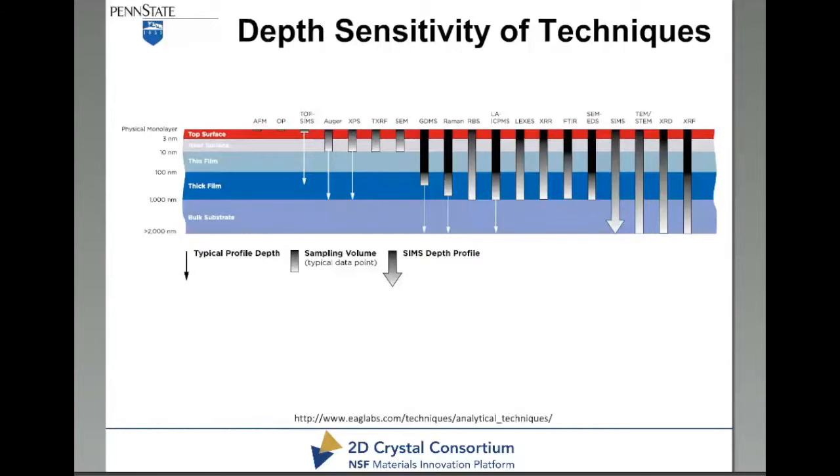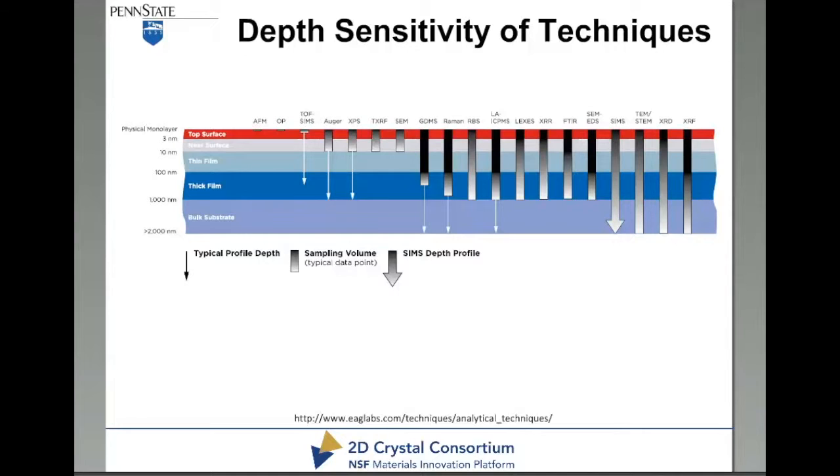So the next slide kind of shows where we are in terms of the depth, right? So 2D materials are all surface materials. So in this particular case, we're very interested in techniques that can help us understand the surface. And it might be a little hard to see for our audience here, but things like AFM and TOF-SIMS are extremely surface-sensitive techniques, whereas you go a little bit farther into things like XPS and SEM, and they get into the 10-nanometer range or near-surface techniques, all the way down through some bulk techniques such as X-ray diffraction.